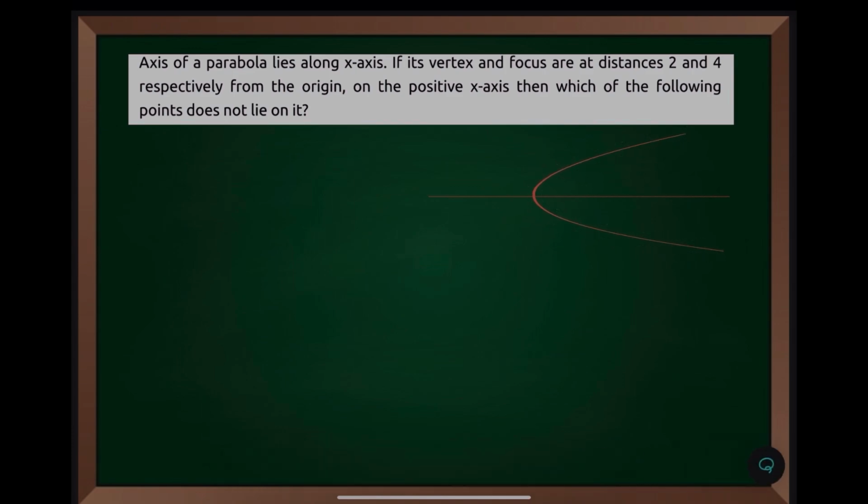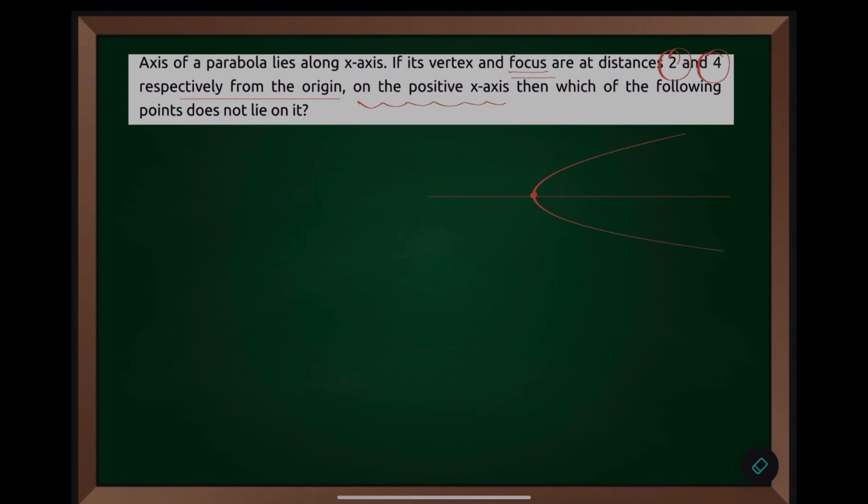Suppose this is the axis of the parabola. Its vertex and focus are at a distance of 2 and 4 from the origin. Okay, so your axis of parabola can be like this as well as that. Okay, and they are talking about distance of vertex and focus on positive x-axis.